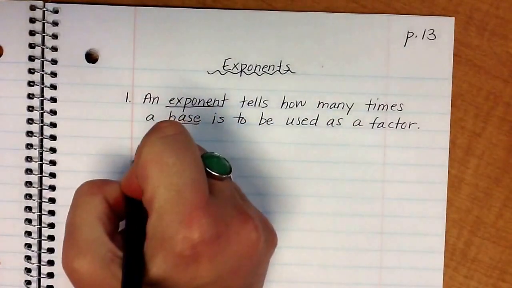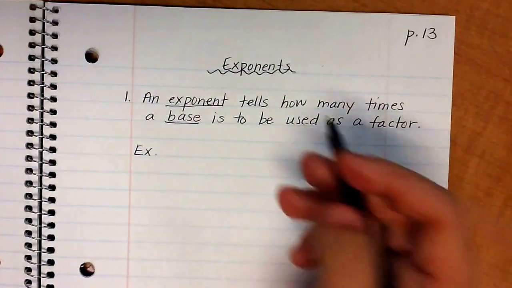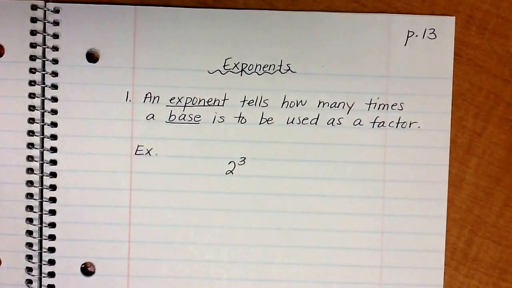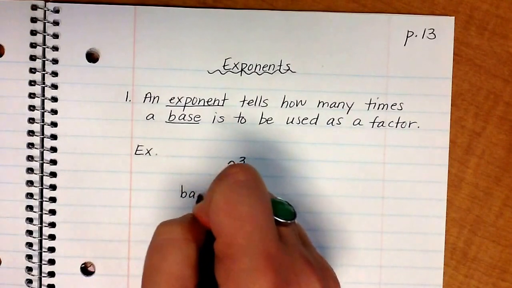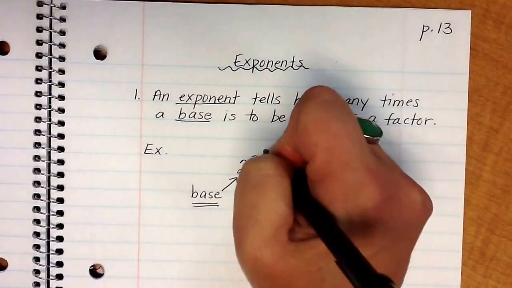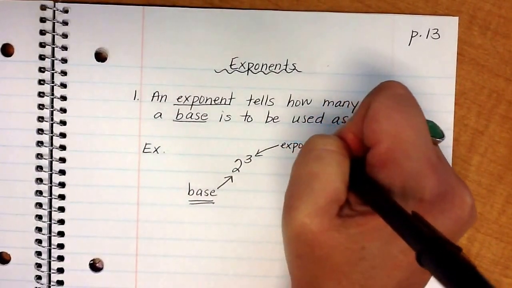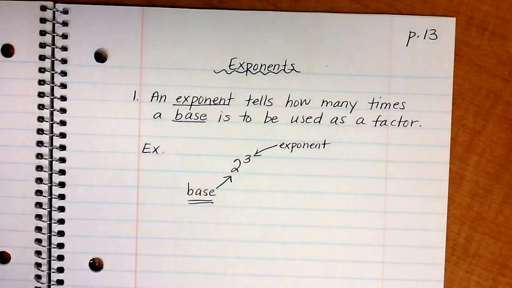So let me give you an example to illustrate this for you. My example is going to be 2 to the third power. The 2 is a base. And the 3 is the exponent. And you notice how I said 2 to the third power, or 2 cubed is also something that you can say. Both are correct.